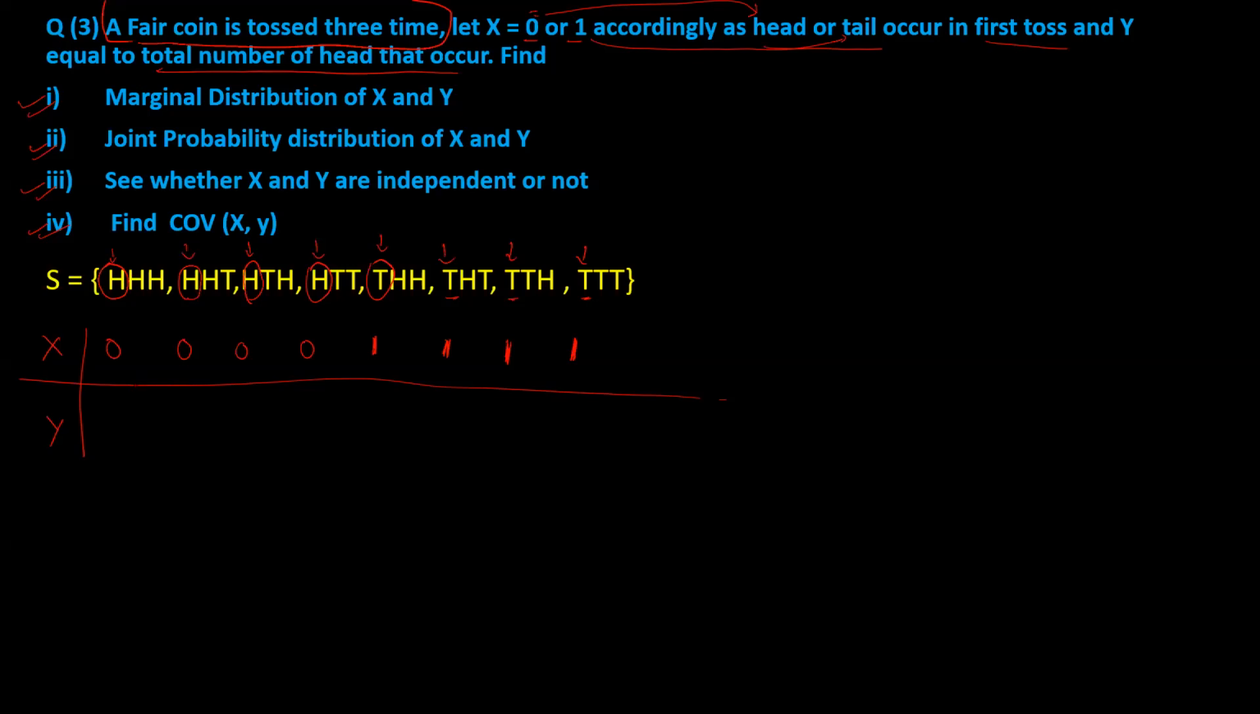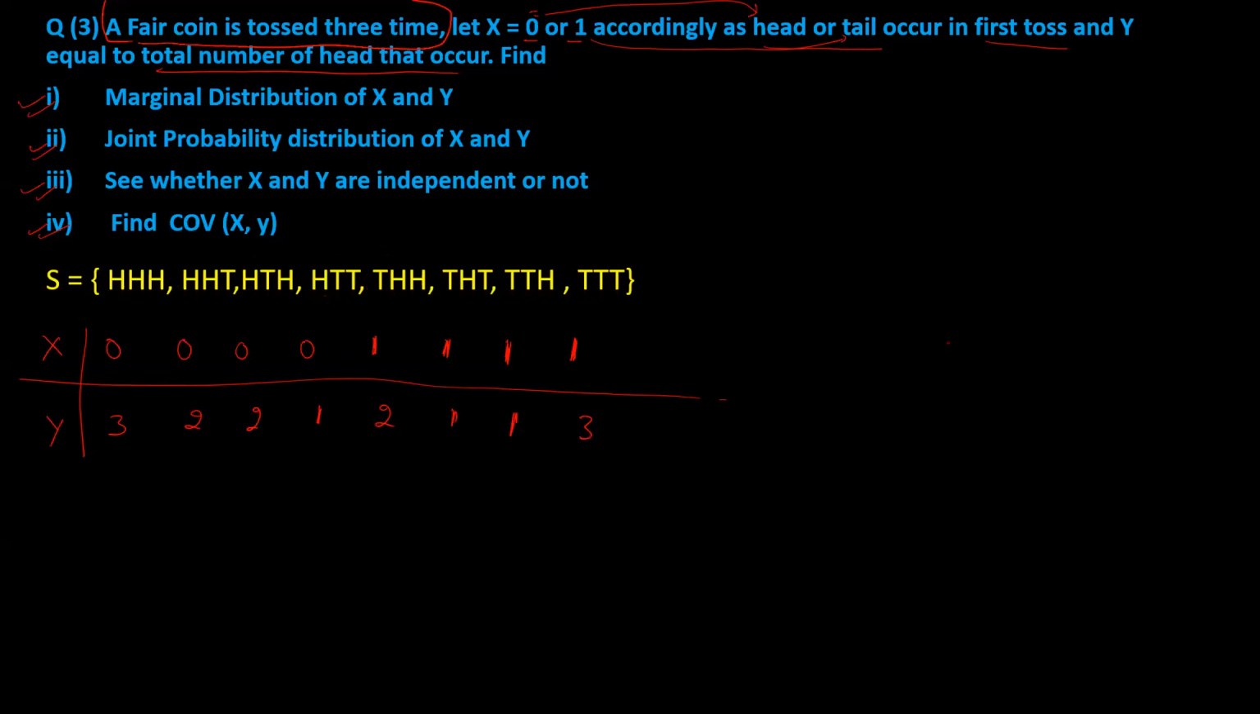So in this outcome we have 3 heads. In this I have 2 heads. In this also I have 2 heads. In this I have 1 head. In this I have 2 heads. And then we have 1 head here. We have 1 head here, and we have 3 heads here. So this particular scenario I have drawn. Any confusion in this particular scenario?